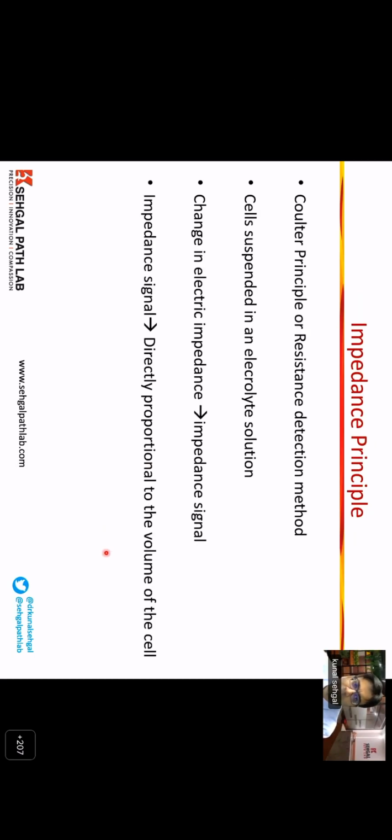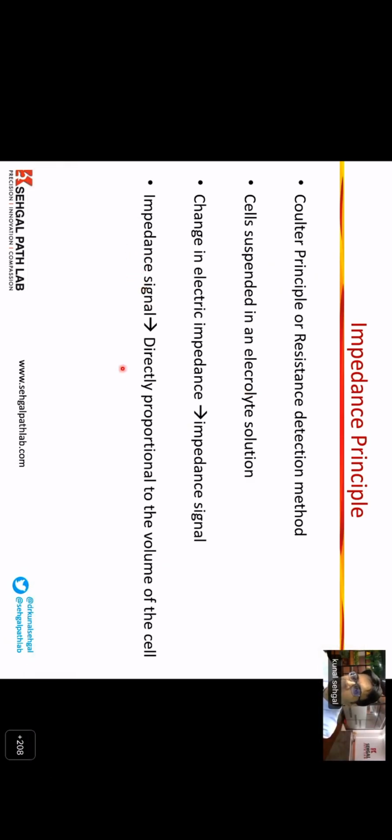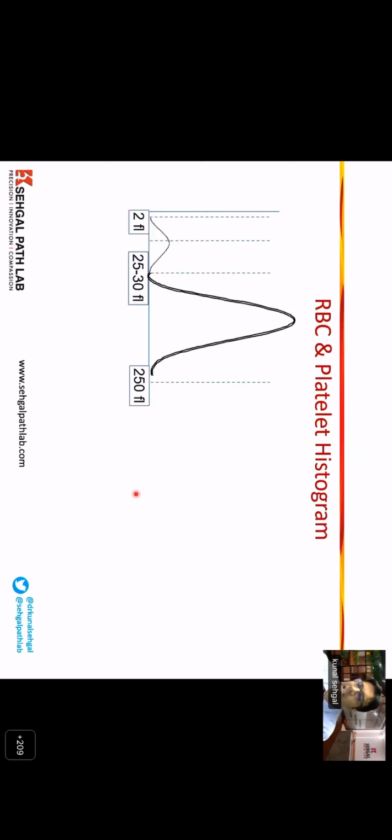so a better CV. So the impedance principle, you will learn more about this in the principles of cell counters in the talk coming ahead. But it's based on the Coulter or resistance detection method. There is a pulse, which we call the impedance signal. I will not go into this. And we only know the impedance signal is directly proportional to the volume of the cell. And every cell or particle which passes through the impedance current is measured. Multiple cells are measured, and we form what is called a histogram. Okay. As we discussed in my previous talk on CBC histograms, and I'm going to repeat a little bit, the RBC and platelet histograms are actually one common histogram.